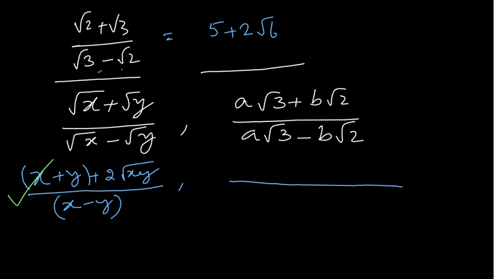The answer is (3a square plus 2b square plus 2ab root 6) divided by (3a square minus 2b square). Correct.